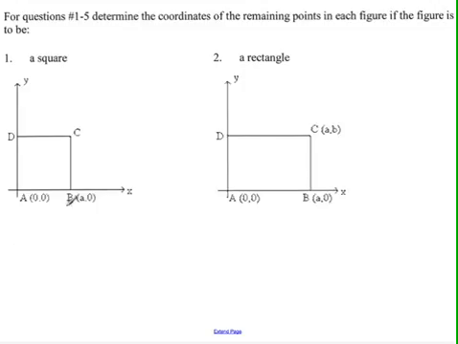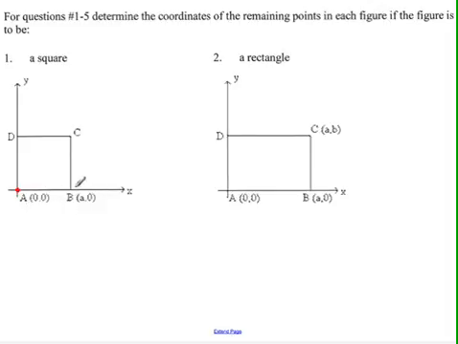So we'll start off looking at this. It says questions 1 through 5, determine the coordinates of the remaining points. It's interesting if we start off with a square. It's always a good idea to start placing your geometric figures here at the origin. So one of your points will have the coordinates 0, 0.